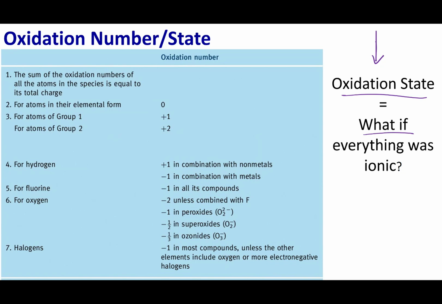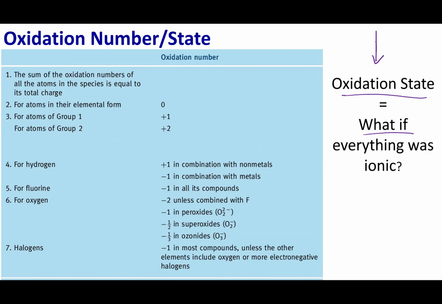So on this sheet, you will see rules to help you assign oxidation state. The first thing I want you to understand is that the rules are listed in priority, meaning that rule number 1 takes precedence over rule number 2, and I'm going to follow rule number 2 before I follow rule number 3. So if two rules are in conflict with each other, always go with the rule that is on top of this list.